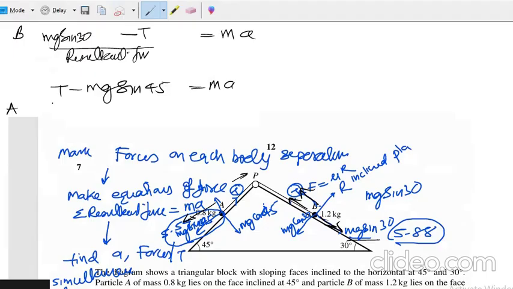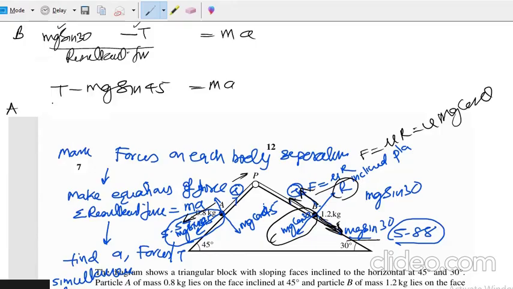Now the equations change. Friction is mu R, and R is mg cos theta, as I told you. So friction is mu into mg cos theta. Previously there were only two forces, now there are three. Two forces are acting on one side, tension and friction. So now it will be mg sine 30 minus T minus mu mg cos 30 equal to ma.